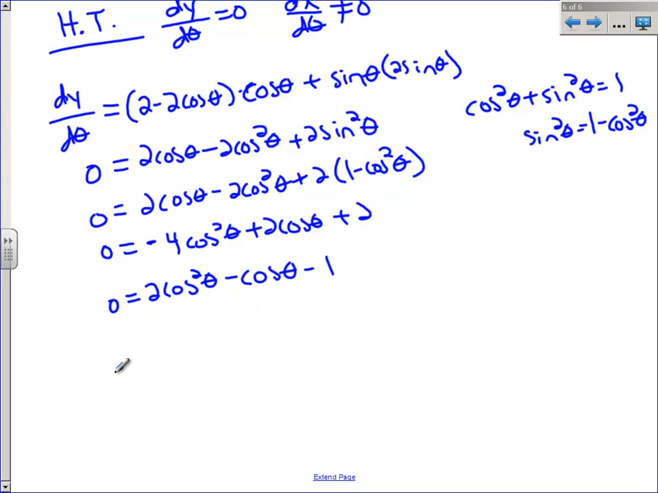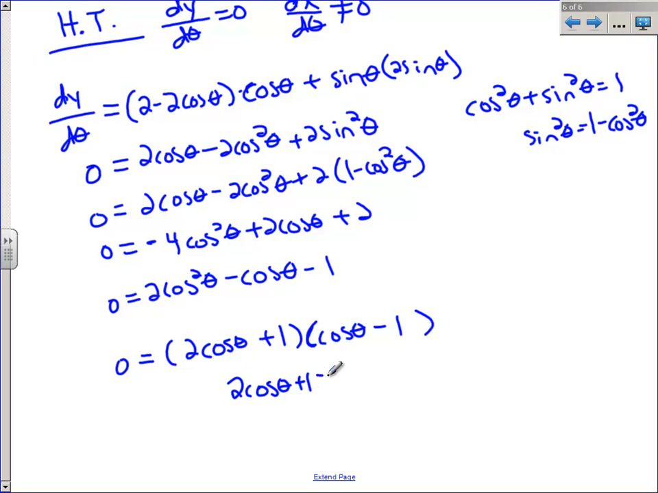All right, let's see if we can't factor that. Let's see, this will be 2 cosine theta and cosine theta. And then let's see, how about minus 1 and plus 1? Let's see if that works. 2 cosine squared minus 2 cosine theta. Yeah, there we go. So we set both of those equal to 0, and so we have the two equations.